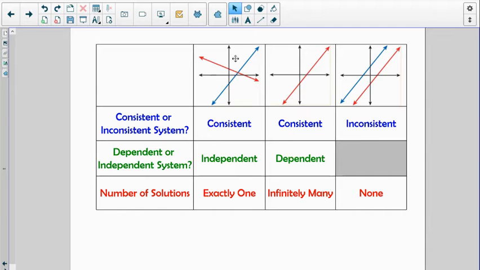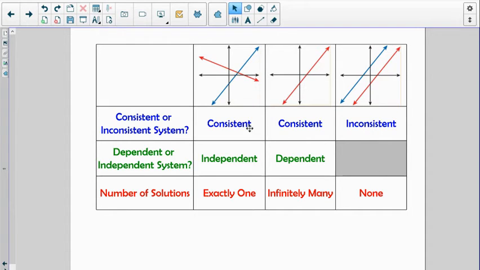So if you have two lines that intersect at any point, so if they intersect like that at one point, we know that it's consistent because there's at least one solution. If we have two lines that overlap, think about the solutions are the points where they intersect, the points that they have in common. There's at least one solution there as well, so it's consistent. However, if you have two lines that are parallel, will those lines ever touch? No. Because those two lines will never touch, they will never have any points in common, making it an inconsistent system because there are no solutions.